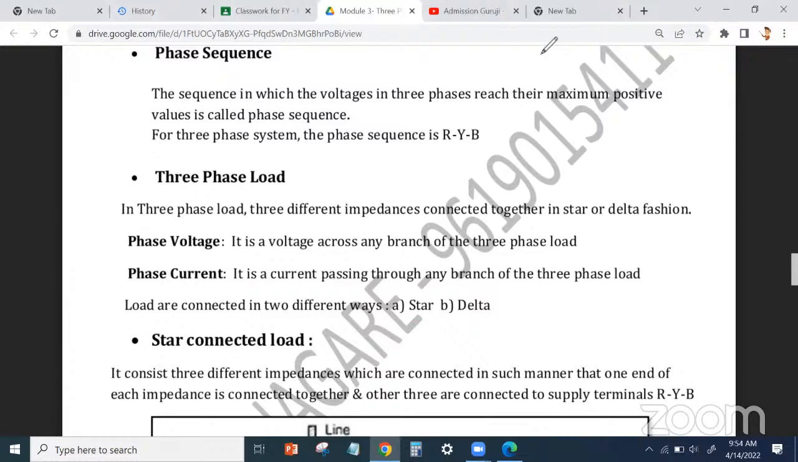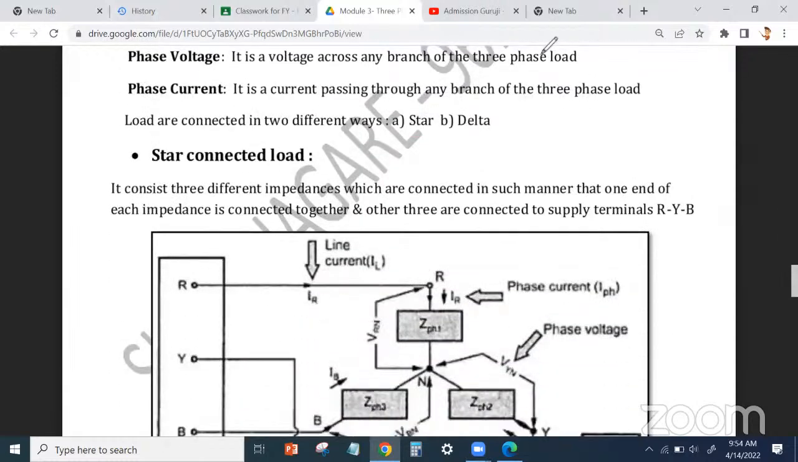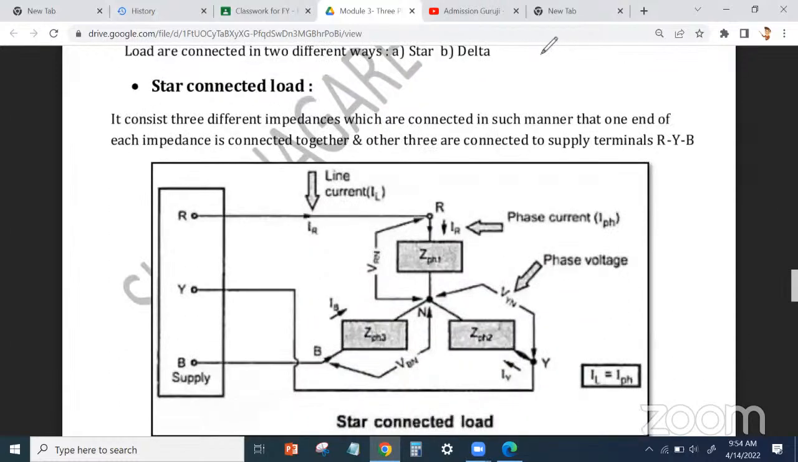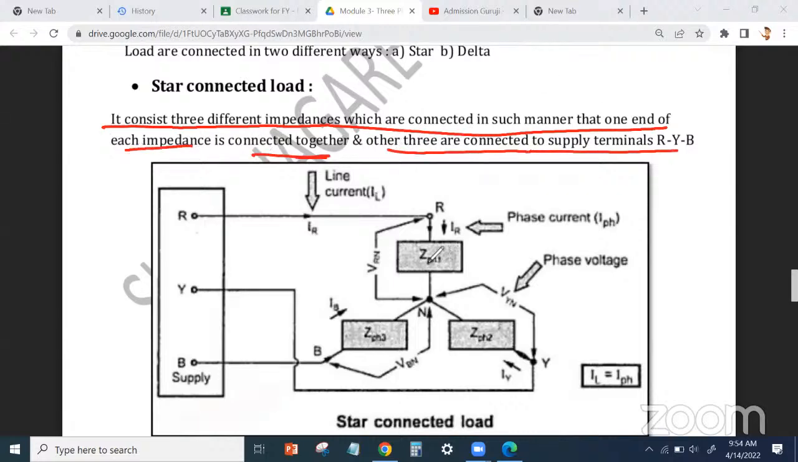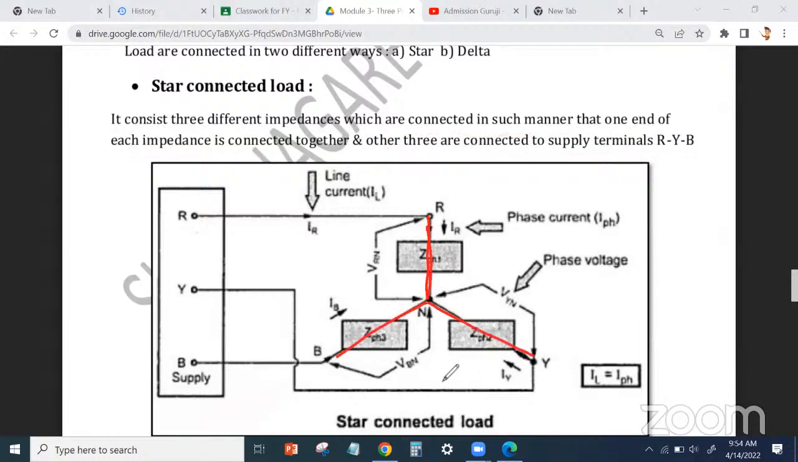So how does the star look? Let's see it once. We'll take it in the next lecture also. This is known as star. It consists of three different impedances connected in such a manner that one end of each impedance is connected together and the others are connected to the terminals. First one, second one, and third one, and they have a center point. This is called a neutral point.